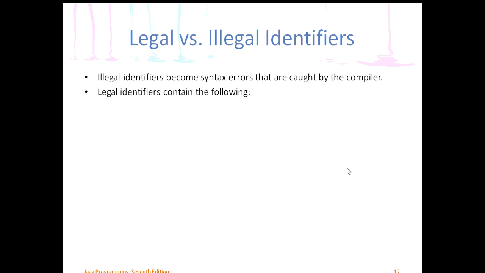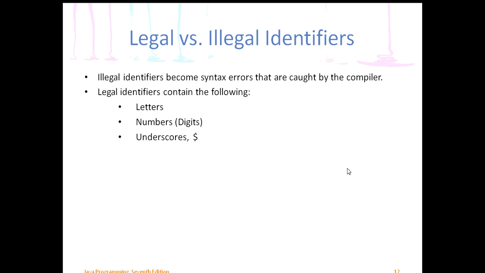Legal identifiers contain the following things. You have letters of the alphabet is one thing. It's going to be obviously the most common. You also can include numbers in an identifier or the name of an object. You can have underscores and dollar signs. So just remember those four things, and you'll be good. Those are the characters that can be in legal identifiers.